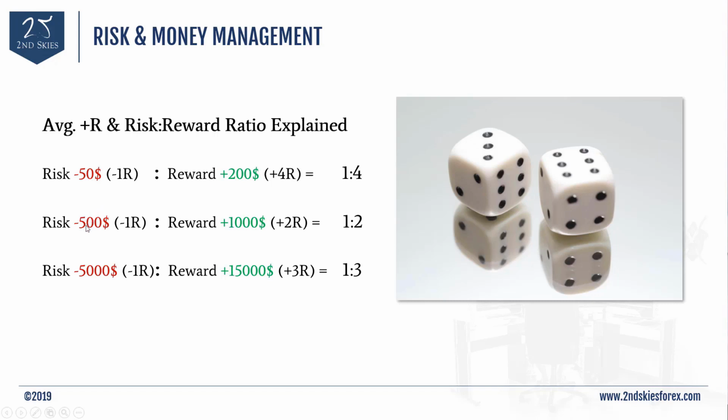Another example of average plus R and risk to reward ratio: let's say I have a slightly larger account and I risk $500 on a trade. Okay, that's my 1R. That's what I'm risking for this account. So I'm risking 1R, which is 500, and let's say I'm going for 2 times that. My target is twice that. So I'm trying to make $1,000 and I'm risking 500. If you were to express that as risk to reward ratio, that'd be 1 to 2. Or you could just simply say 2R. Hey, I'm targeting 2R in this trade. My risk is 500.